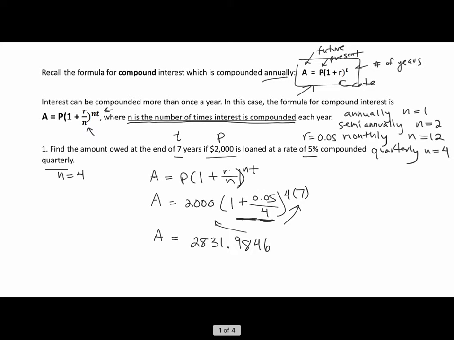2831.9846. And this is money. A is the future amount, so we're going to round that to the nearest hundredth. If we look over here, that's a 4, so we stay where we are at 98 cents. So $2,831.98 is owed at the end of 7 years.